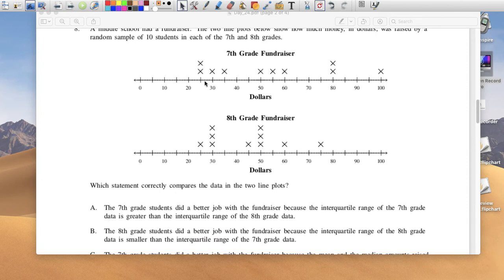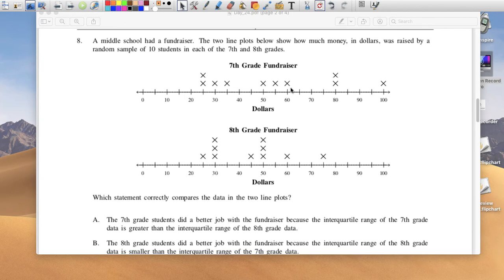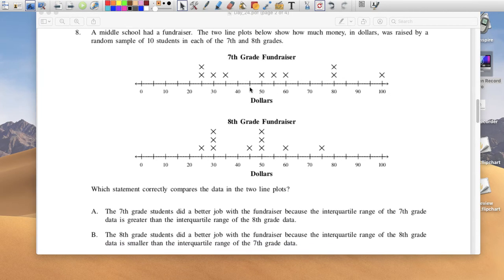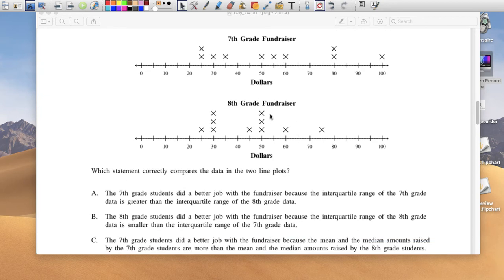Alright, so here's the 7th grade. How much they collected. Right. So one 7th grader got $100. Two 7th graders got $80 each. Another 7th grader got $60, $70, $50, and so forth. 8th graders. One 8th grader got $75. A bunch of 8th graders got $50. Another bunch got $30 each. One 8th grader got $25, etc.